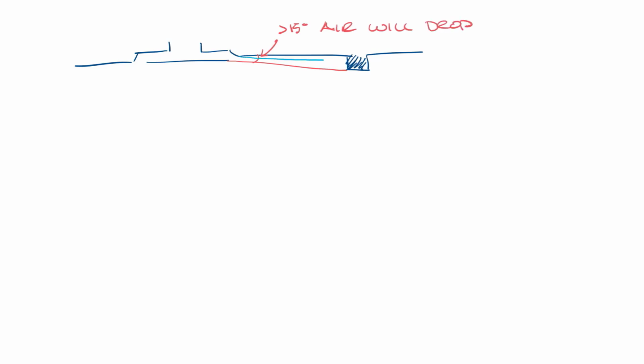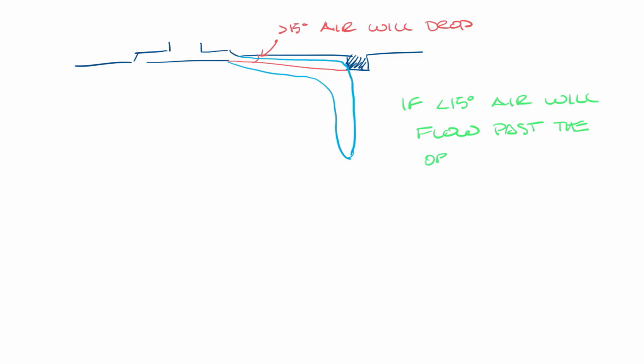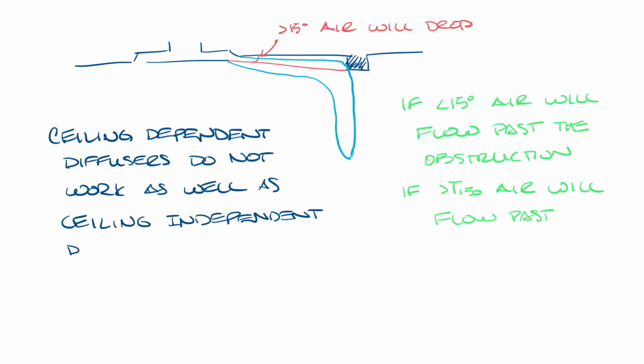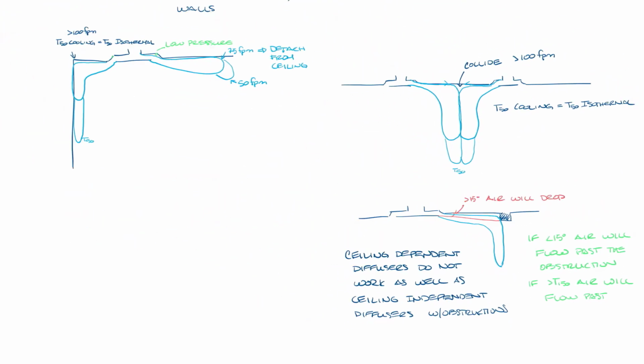So it'll come out of the diffuser like this. When it hits the obstruction, it's going to turn down and drop into the space. If it's less than 15 degrees, then the airflow will just flow right past the obstruction. Also, if the airflow hits the obstruction at greater than T150, it'll also just flow past the obstruction. Different diffusers work differently with obstructions. Ceiling-dependent diffusers do not work as well with obstacles as ceiling-independent diffusers do. So let's bring everything back on screen.